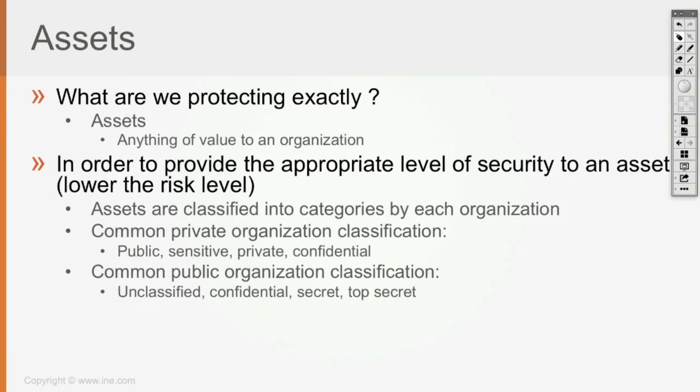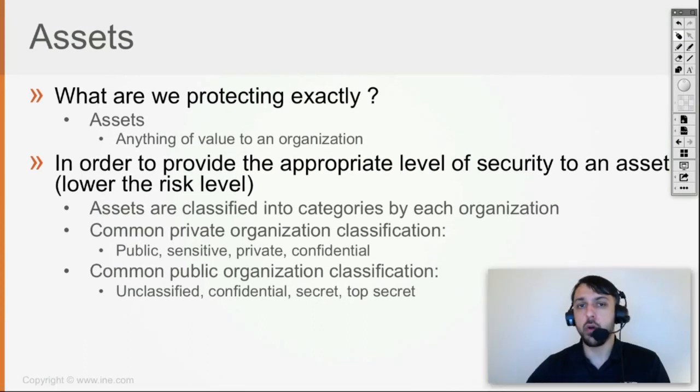Likewise, if we take a common public organization, in general, they could classify their assets into what is called unclassified, which is close to what public meant in the private organization. So it's data that they really don't care much about. It's public, but they don't even put in the resources to classify it and see if there's any value to the data. It's unclassified. Then it can be confidential data, and then secret, and then top secret.